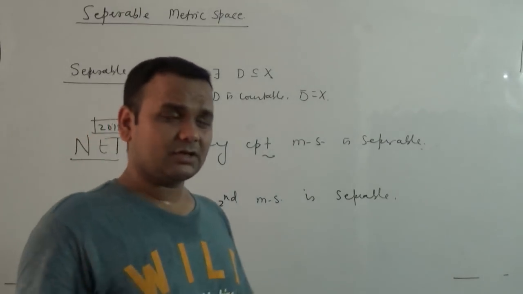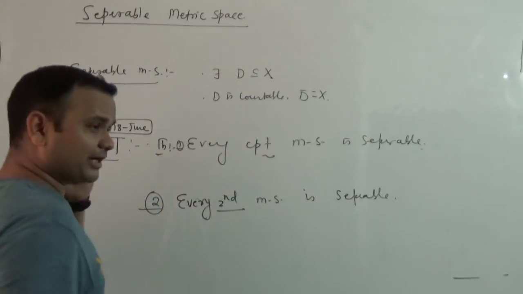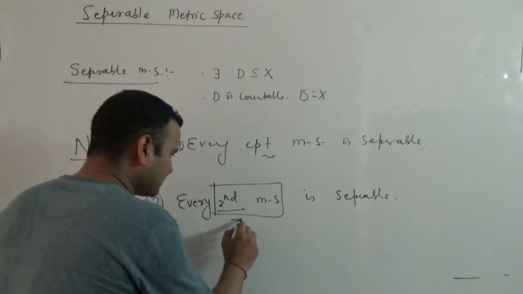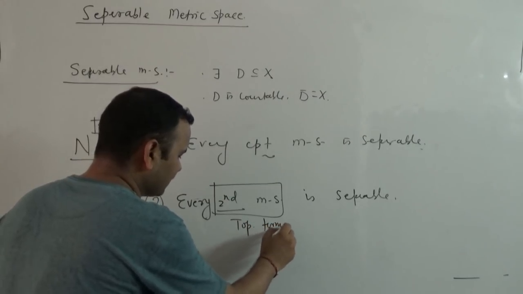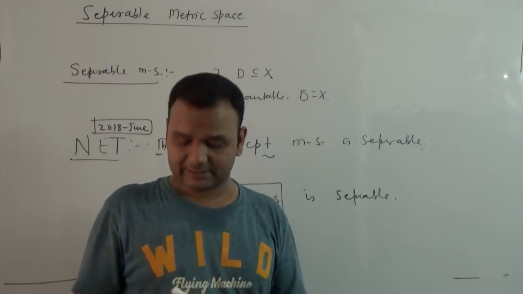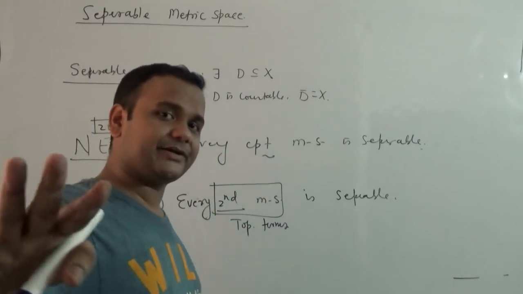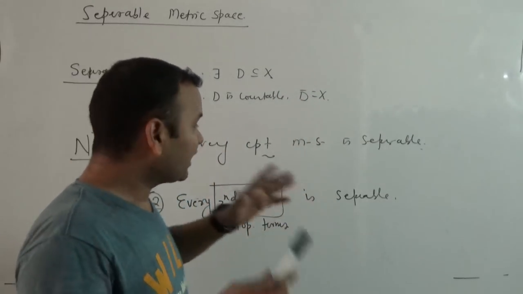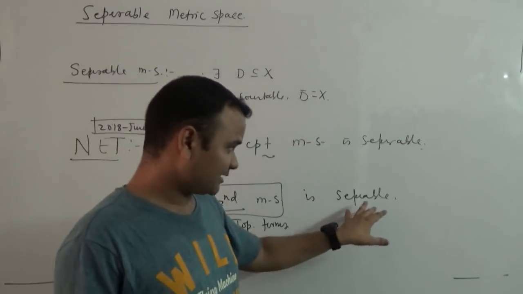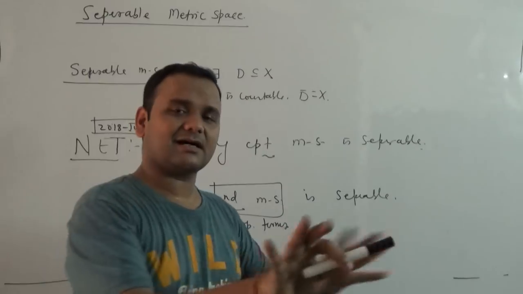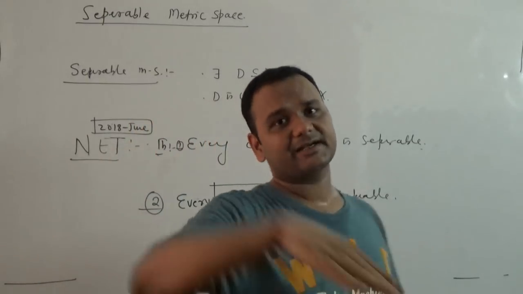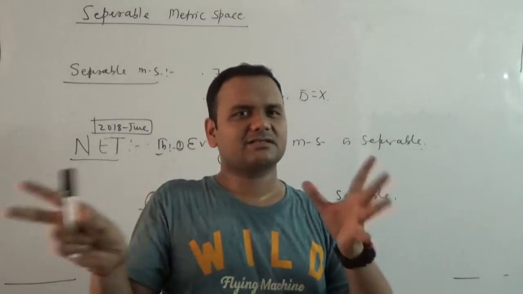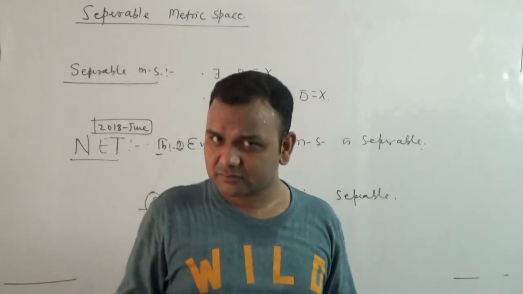Any second countable matrix space, what do you mean by second countable? Second countable means one which has a countable base. See, these are the stuffs I am using. These are some topological terms. If you don't know, for the time being you should leave this. When the time comes, I will make another video on second countable matrix spaces. If you know this, it's fine. And in fact, you will see that in a matrix space, separability and second countability are equivalent. If a matrix space is separable, it implies it is second countable, and if it is second countable, then it's separable. But in a topological space, these two terms are sometimes different. We should have some counterexample, and of course we have some counterexample.